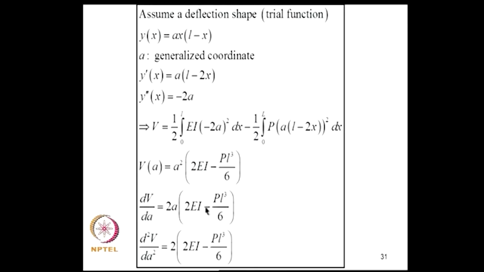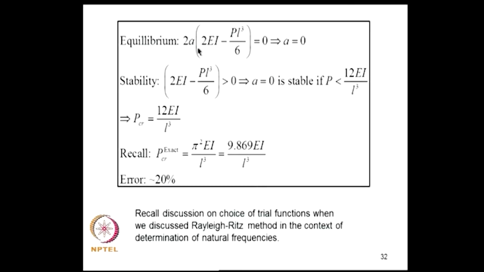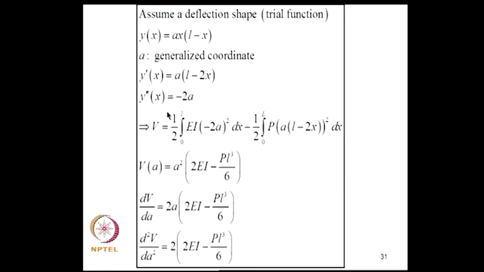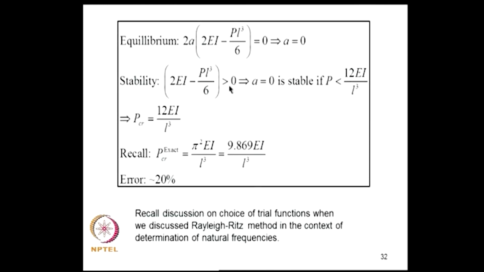Now, I will need these two quantities to infer equilibrium and stability. For equilibrium, dV by dA must be equal to 0, that means A would be 0, and this equilibrium position is stable if the second order derivative of V evaluated at this point is positive. So, what is d square V by dA square at A equal to 0? It is a constant everywhere. So, I get this, and if it is greater than 0, A is stable. So, for this to be greater than 0, P should be less than 12 EI by L cube. So, P critical according to this theory is 12 EI by L cube.